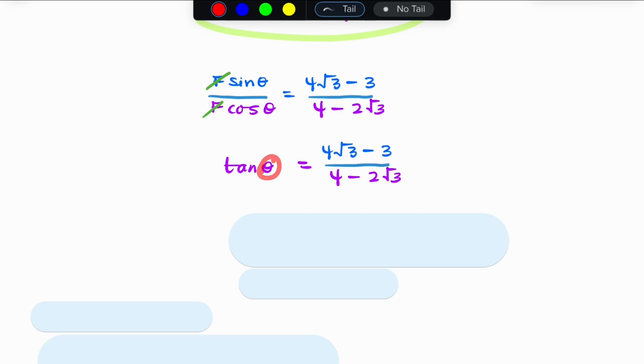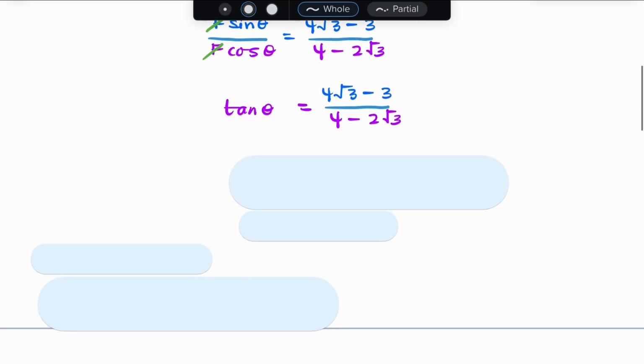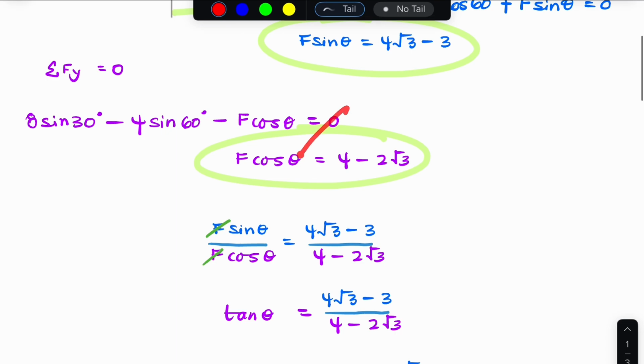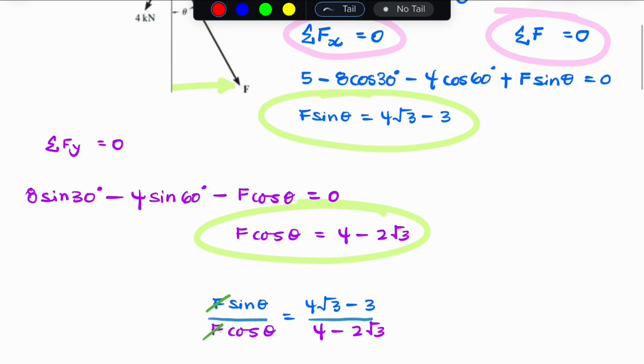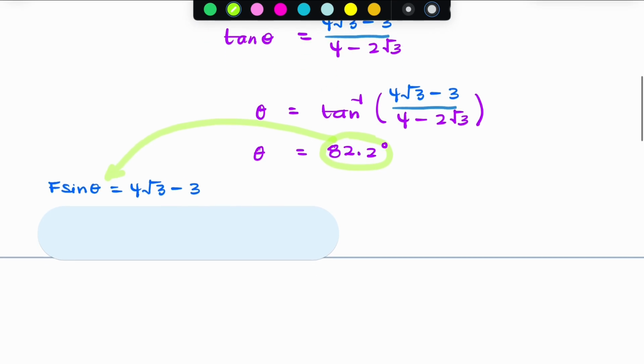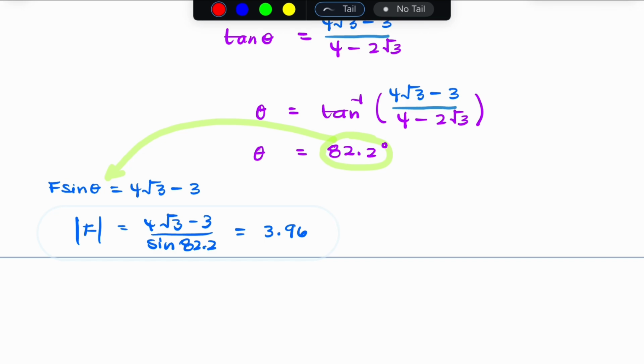And then you can find theta by taking the inverse tan of that in degrees. So make sure your calculator is in degrees. So that will give you 82.2. Now you know theta, you can insert that either here or there, and then rearrange to find f. So that theta I can simply substitute into equation 1, and then divide to give me the value of f.